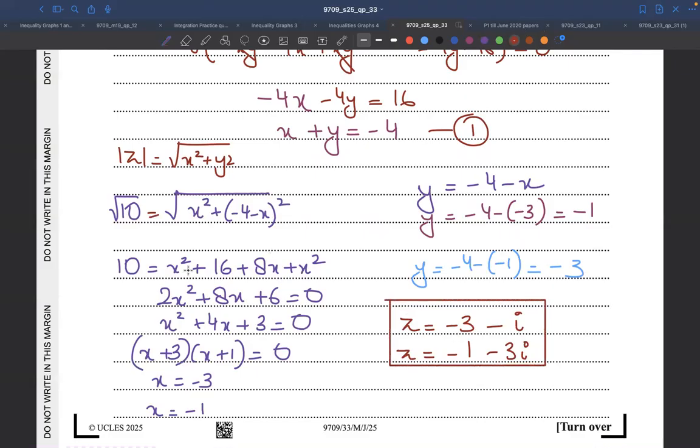And apologies for the small little mistakes. But they happen, and we'll have to be very careful about these in the exam.